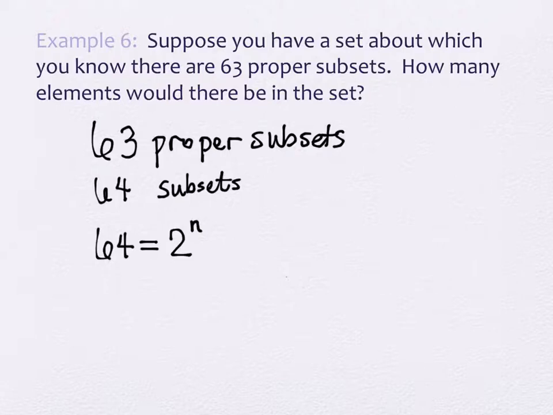And if you work that out with trial and error, you will eventually find that the n value is actually 6. 2 to the 6th equals 64. So there would be 6 elements. Remember, I've told you before, trial and error is perfectly legit. There's nothing wrong with it. So there's 6 elements that it would be to have 63 proper subsets.